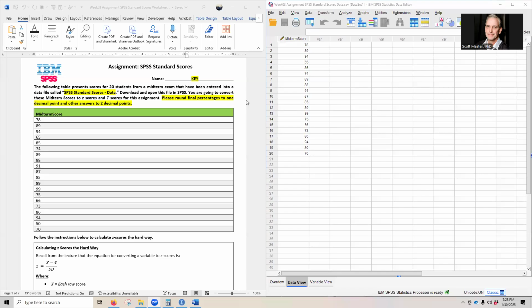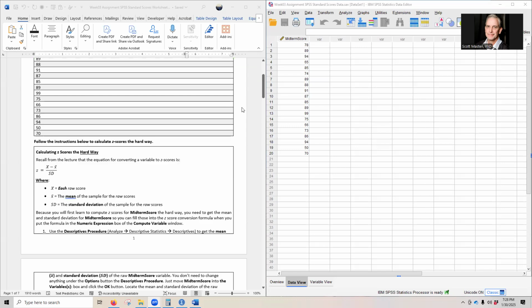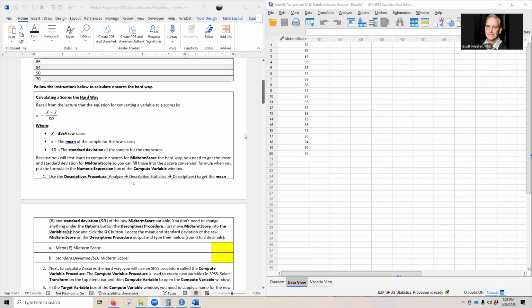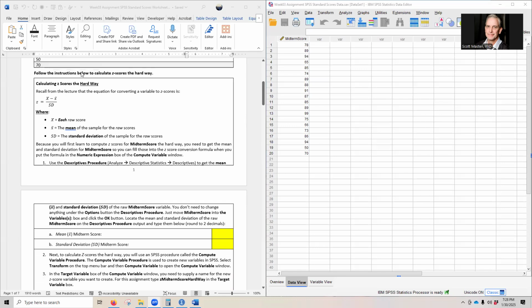Welcome back, everyone. Now let's take a look at SPSS standard scores. So z-scores, t-scores, etc. The first thing that you do on this particular assignment is you calculate standard scores the hard way. So the old school way of doing it, where you have to fill in this little formula here.